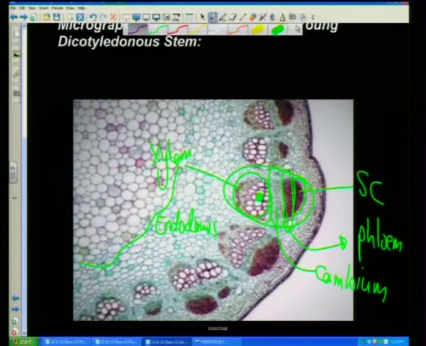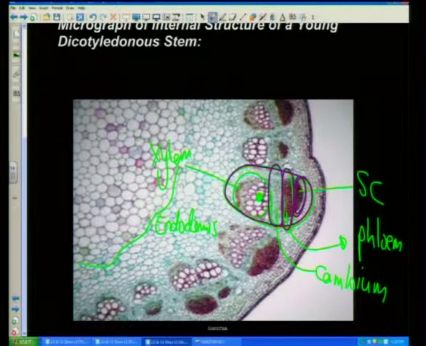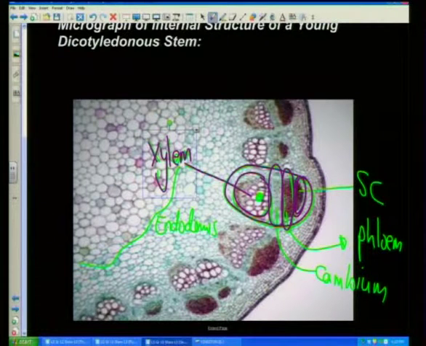Okay, let's go. I'll redo this. There's the sclerenchyma cap. Then the next one is the phloem. Then we have the cambium. And then we have the xylem. I hope you can see this. There's the xylem. And then we have the endodermis going all the way around here.